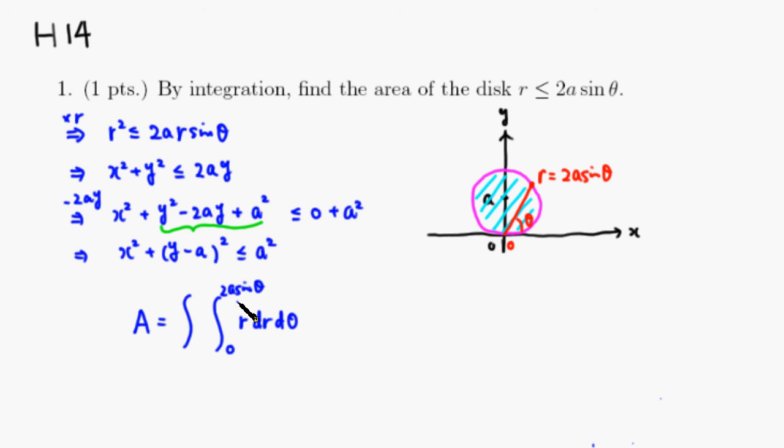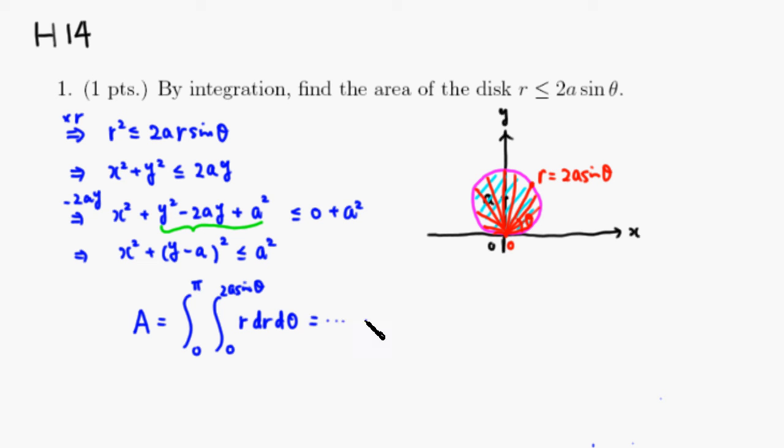In order to sweep the whole thing, theta is going to start from 0 and increase all the way past pi over 2, and all the way to pi. So you can see that that's going to be 0 to pi. Then you can compute this.